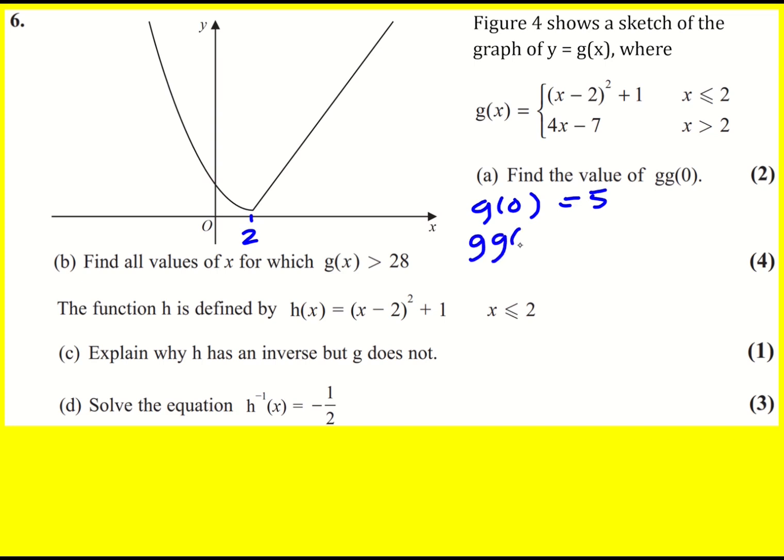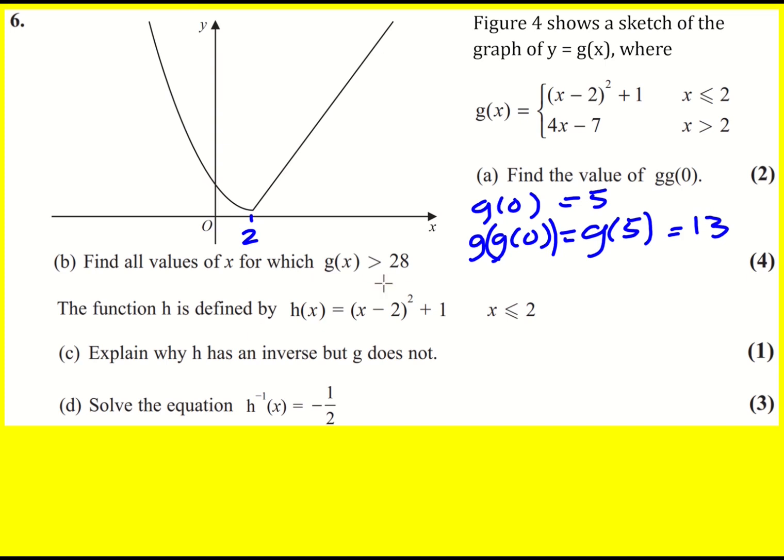And then g of 0 becomes g of 5. No need to actually find the whole composite function. In fact, that would be extremely challenging given that it is a piecewise function. Now I've got g of 5. 5 is greater than 2, so we put it into the bottom one. 20 minus 7 gives me 13.